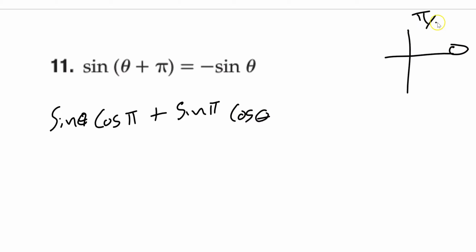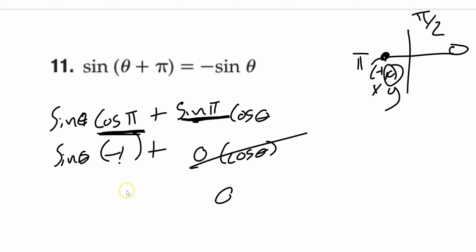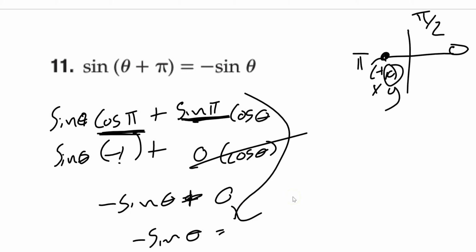0, pi over 2, pi. Negative 1, 0. Again, we went to the left, so x is negative 1, or use a table, whatever. Cosine's the x value, so negative 1. Sine's the y value, so 0. And look what happens. These cancel out to 0. Negative 1 times anything is still negative sine. And it's just plus. Negative sine theta. Boom, they match. So that's the whole idea, right?